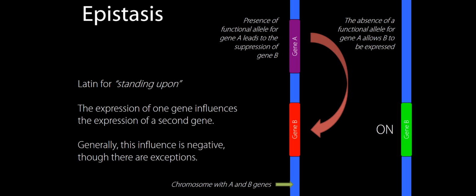Okay, and so if you inherit a broken A gene, like for example on this chromosome, you can see that in the absence of a functional gene A, gene B is on. So epistasis, or epistatic gene control, generally talks about the influence of one gene on another in terms of shutting it off. Of course, there are exceptions to that. We're going to talk about one really fun example here.